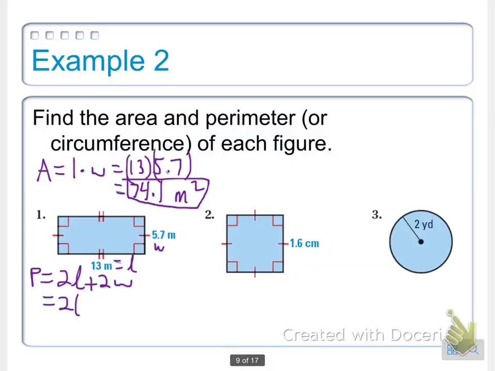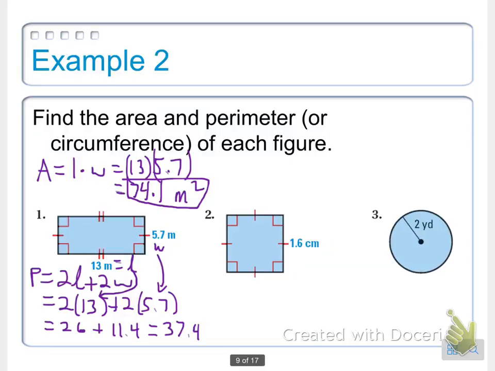Okay, so the perimeter of a rectangle is 2 times the length plus 2 times the width. So we have 2, and we said the length was 13, plus 2 times 5.7. So there was the width, and there is the length. So that's 26 plus 11.4, which is 37.4 meters. There's the perimeter.